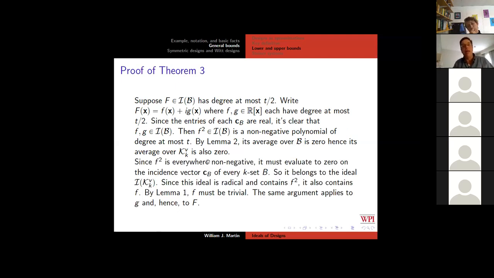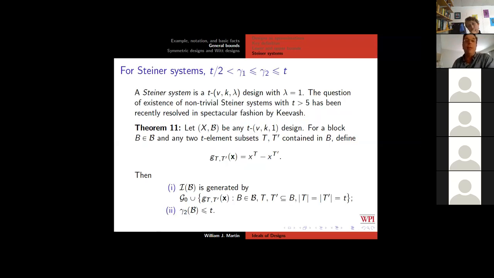The same thing applies to g. So if f squared is non-negative everywhere, it must evaluate to 0 on the incidence vector of every k-set, so it belongs to the ideal of the complete uniform hypergraph. The ideal is radical, it contains f squared, so it also contains f, so f is trivial. So that's the basic proof that the degree has to go up as the strength of the design goes up.